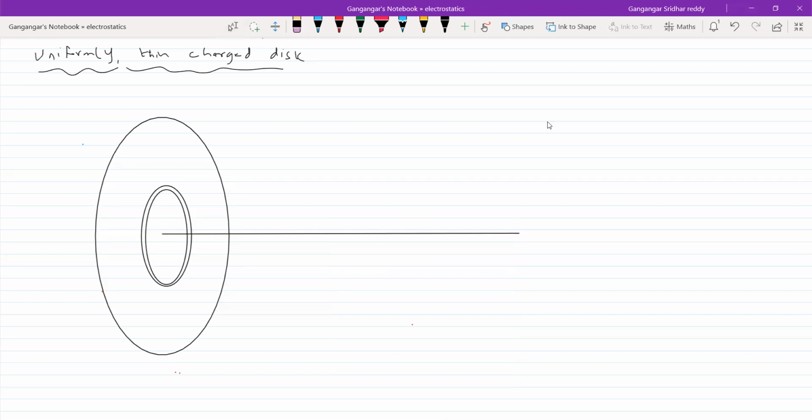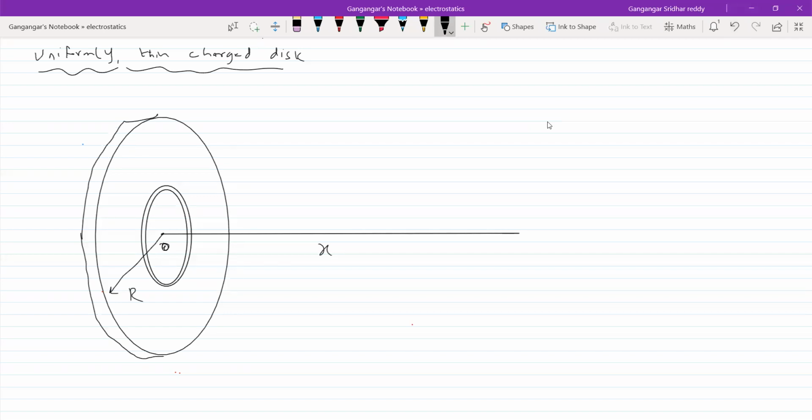Okay, this is a thin charged disk. Let me draw a 2D diagram, it'll be easy for you. Let the radius of this be capital R. At a distance x on the axis, we have to determine the field.